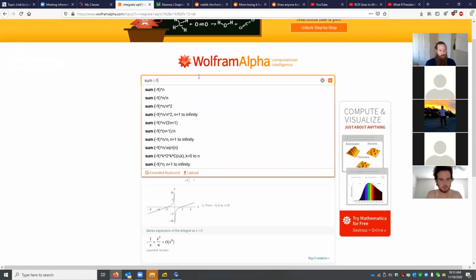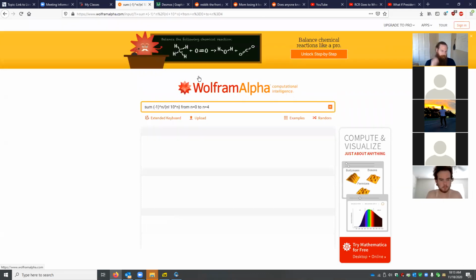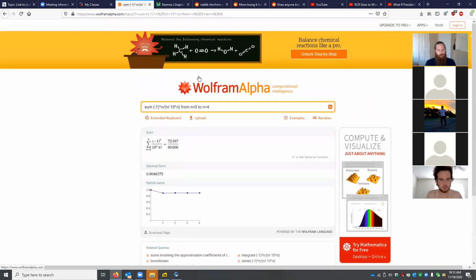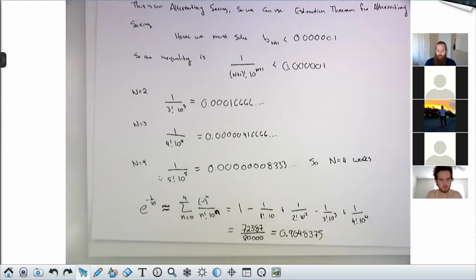I'll do it the quicker way. We're going to sum negative 1 to the n over n factorial times 10 to the n from n equals 0 to n equals 4. And here it is. This is 72387 divided by 80000, which as a decimal is 0.9048375. Okay. So the n equals 4 partial sum does the job.